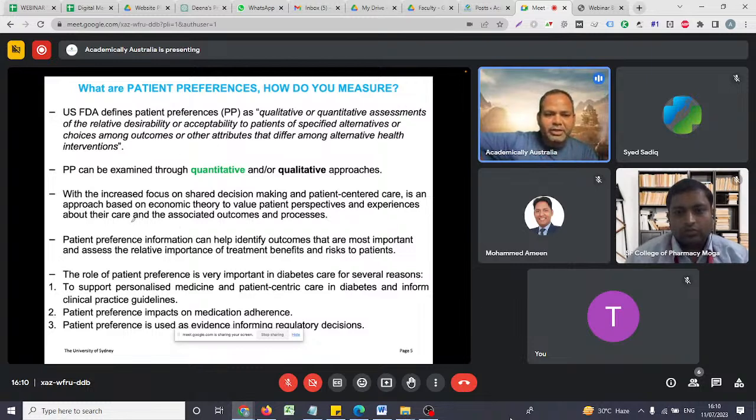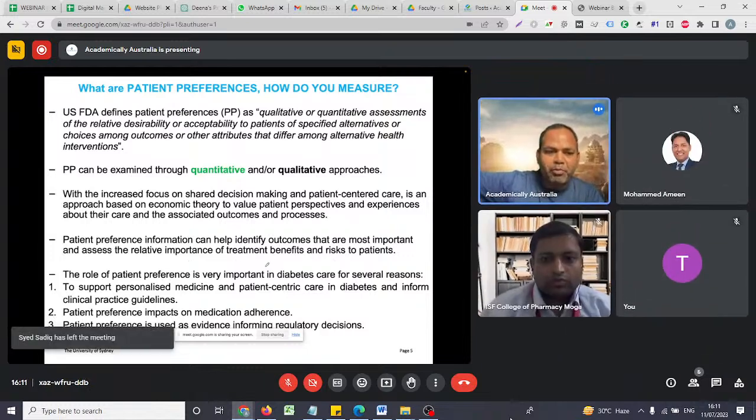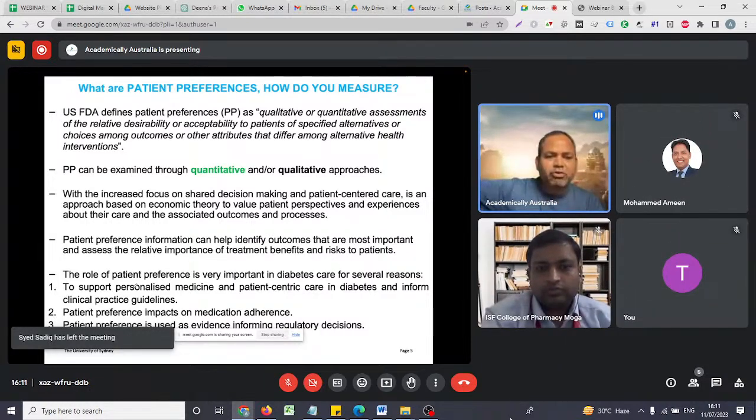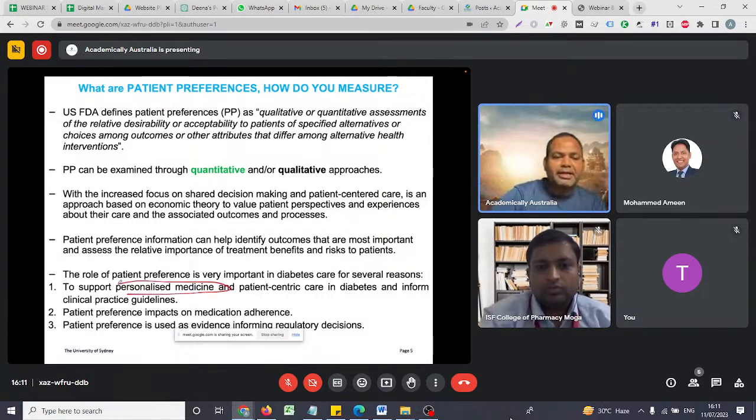And then, patient preference information can identify which outcomes are most important. So this is like personalized medicine. The patient is saying, this is important for me. Side effects are very important for me. Or maybe the effectiveness of the medicine is very important for me. Or maybe the affordability of the medicine is important for me. So it's a personalized factor for each patient.